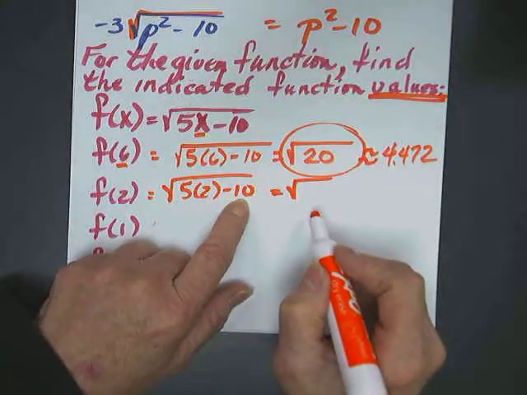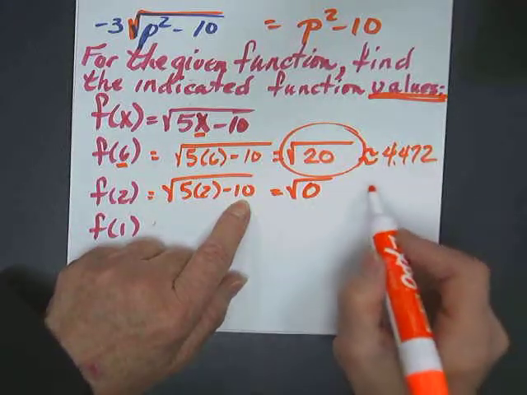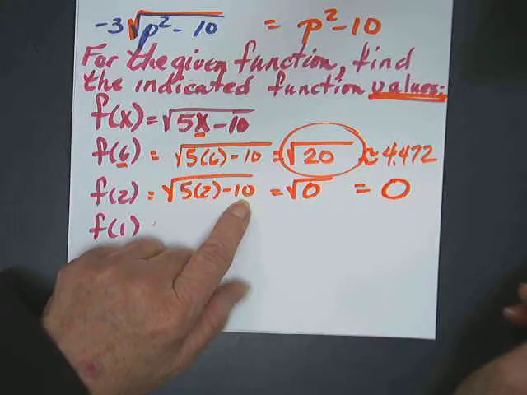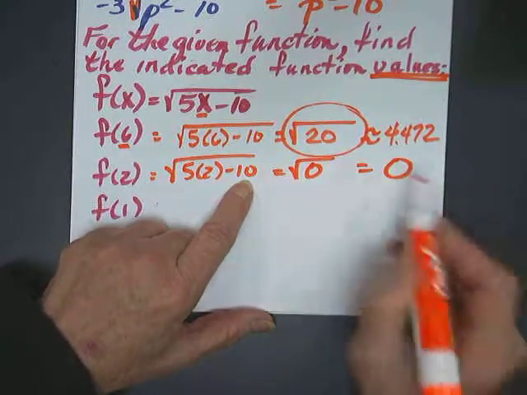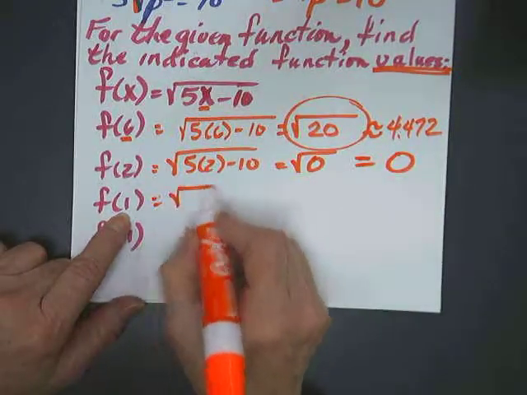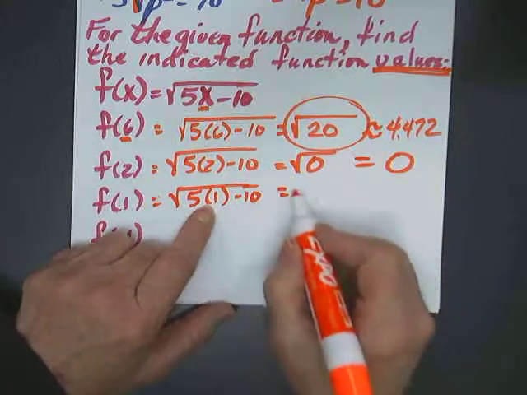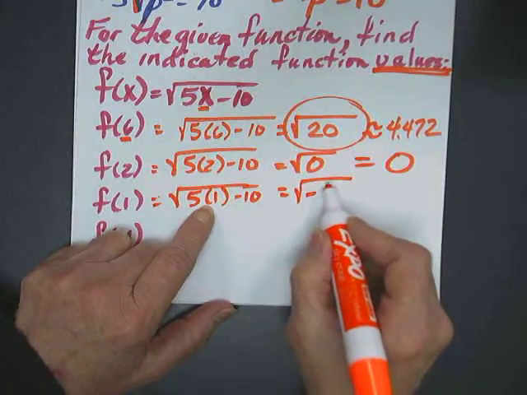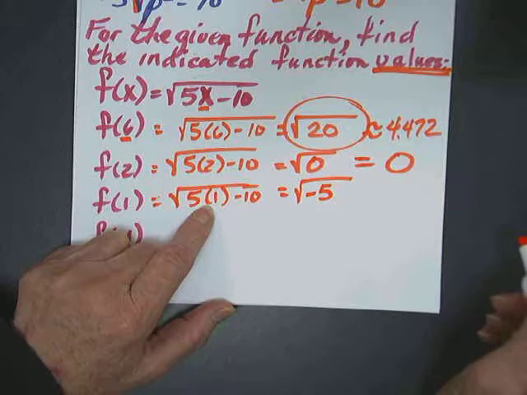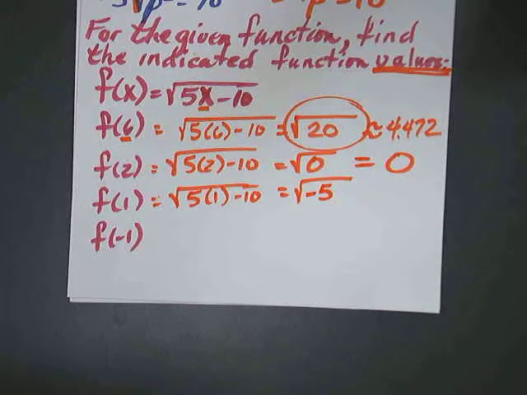Okay, let's put 2 for the x. Okay. 10 minus 10 is what? 10 minus 10 is 0. Square root of 0, 0. Exact value is 0. It's not an approximate, it's an exact. Okay, how about this one? Put a 1 there. 5 times 1 minus 10. 5 minus 10 is what? Negative 5.